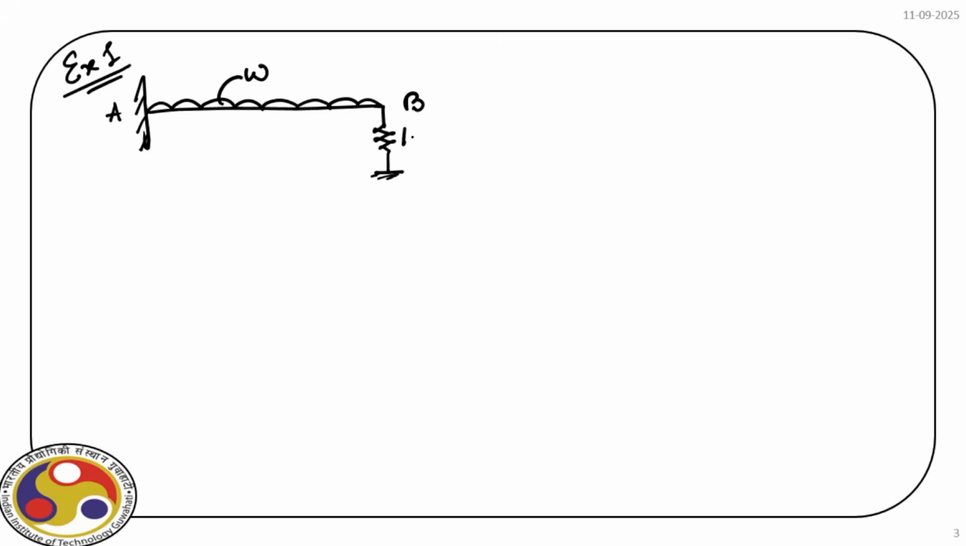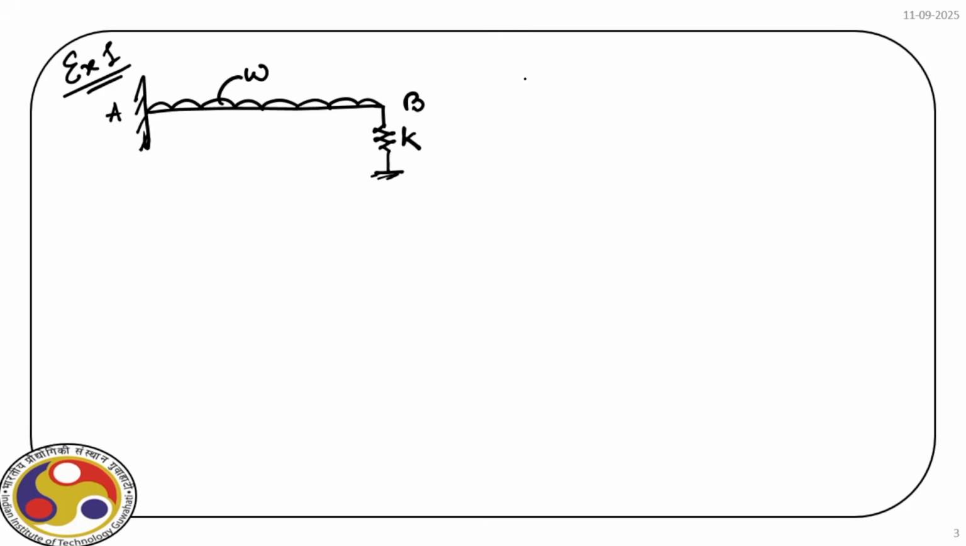Our first example today is a beam which is a cantilever and it has a UDL over the entire length. So this is omega. Now at the free end, we have a spring, and the spring constant is K. So the task is to find out the reaction at the end B.